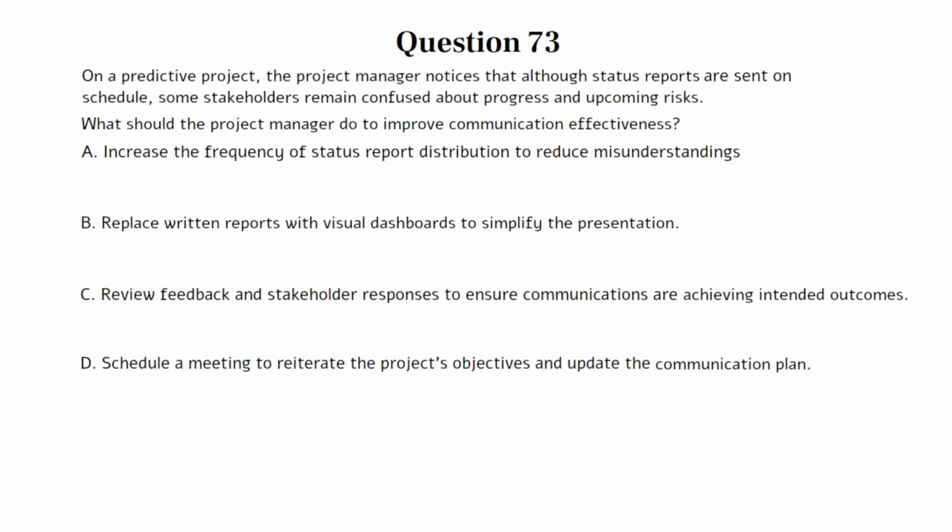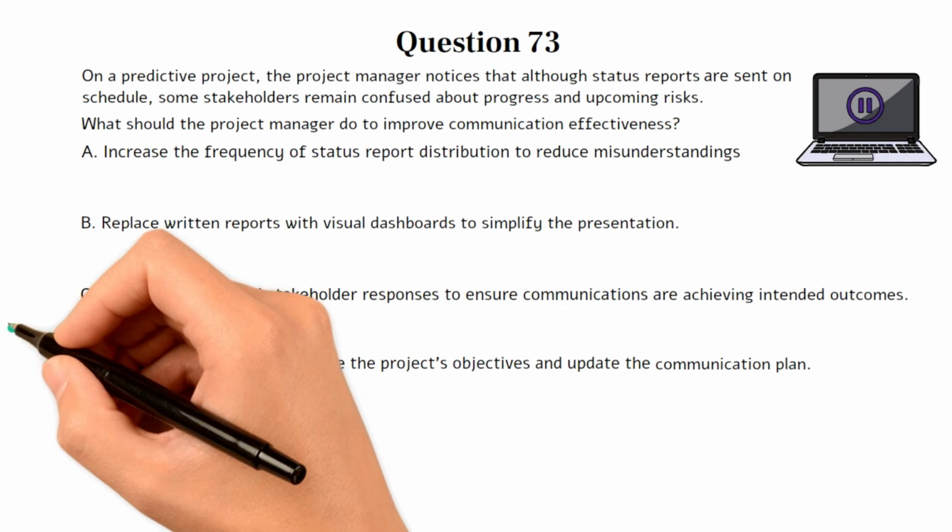A. Increase the frequency of status report distribution to reduce misunderstanding. B. Replace written reports with visual dashboards to simplify the presentation. C. Review feedback and stakeholder responses to ensure communications are achieving intended outcomes. D. Schedule a meeting to reiterate the project's objectives and update the communication plan. You can pause the video here if you need more time to work on the question. The correct answer is C.